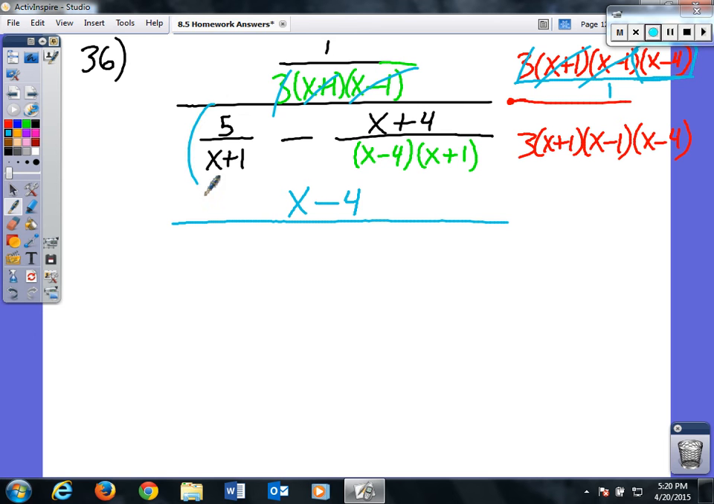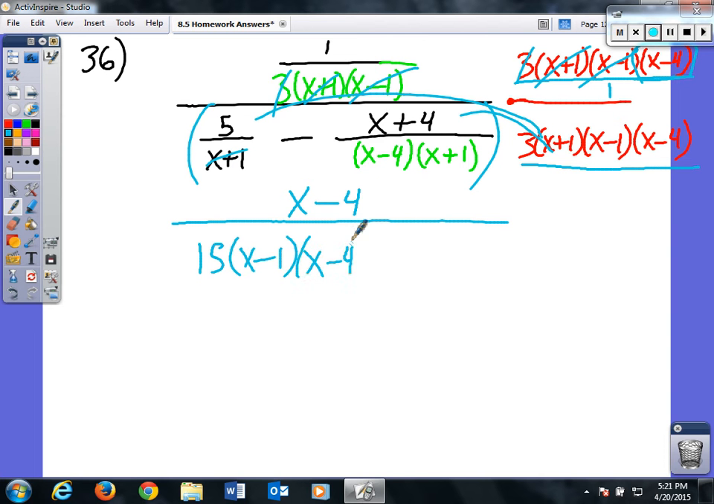All right, we need to distribute. So we're going to take this big string of things and distribute it across the parentheses on the bottom. So when we multiply all of that by 5 over x plus 1, the x plus 1s will cancel, and we'll be left with 5 times 3 is 15. Then let's see, the x plus 1 canceled. Then we have x minus 1. And the x minus 4 did not cancel either, so we'll be left with that. Then we have minus.